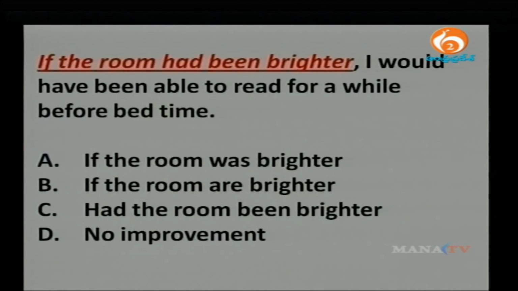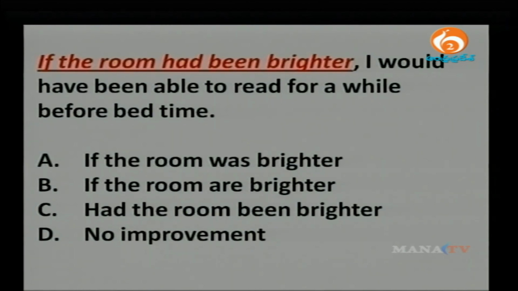Next, if the room had been brighter, I would have been able to read for a while before bedtime. Now you need to understand and identify if there is a mistake in that red bolded underlined stem. If it does not have a mistake, you can choose option D. Okay, if the room had been brighter, I would have been able to read for a while before bedtime.